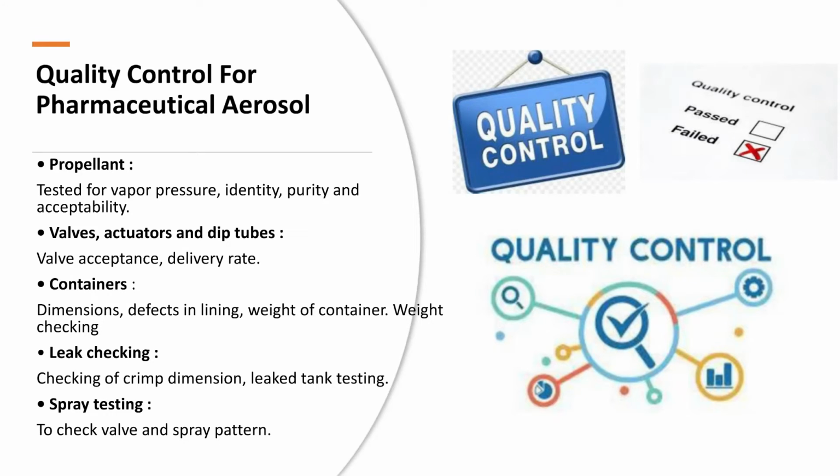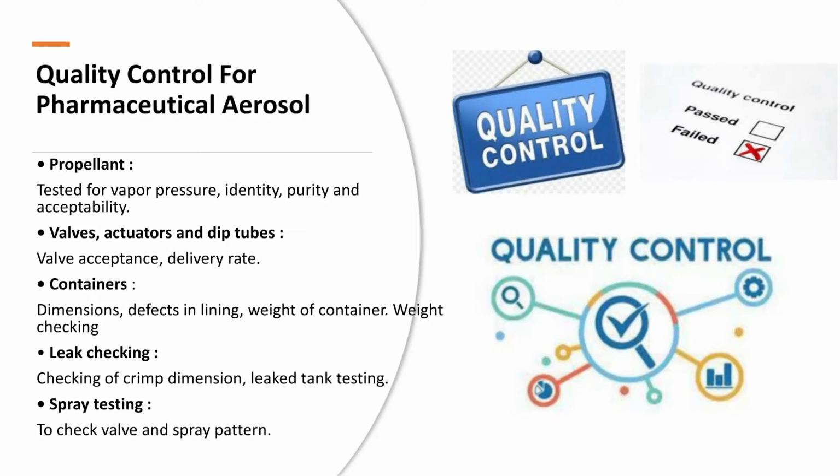For example, first of all, we check the propellants. We test the propellants for the evaluation of vapor pressure, identity, purity and acceptability. We also check the other hardware, like valves, actuators and dip tubes, which are part of the aerosol system. Since aerosols are pressurized systems, we need to check the strength of the valves, actuators and dip tubes, and their efficiency in working.